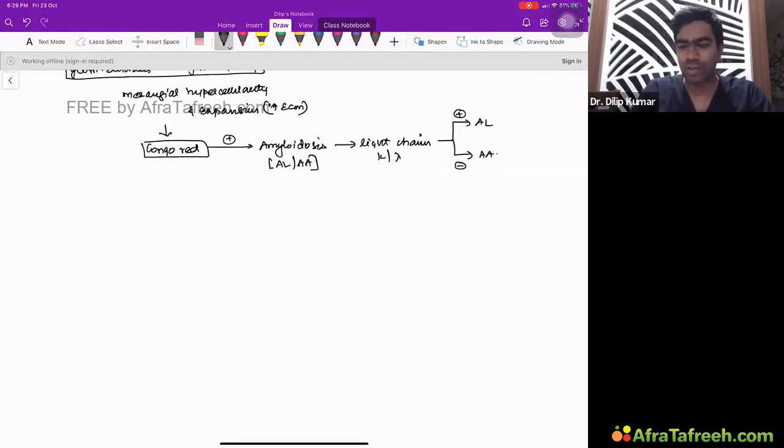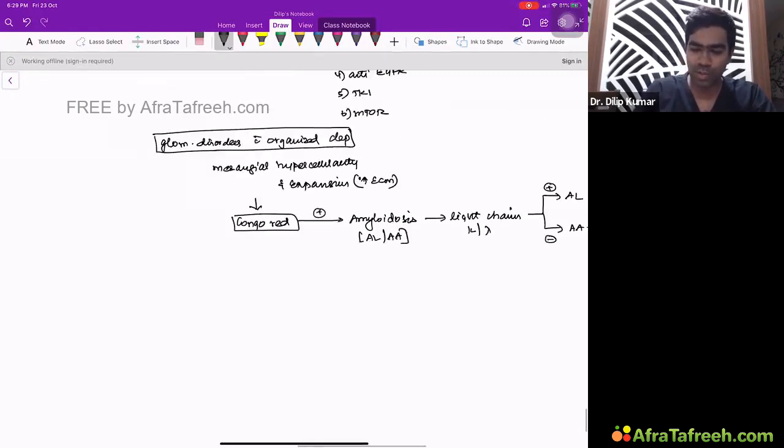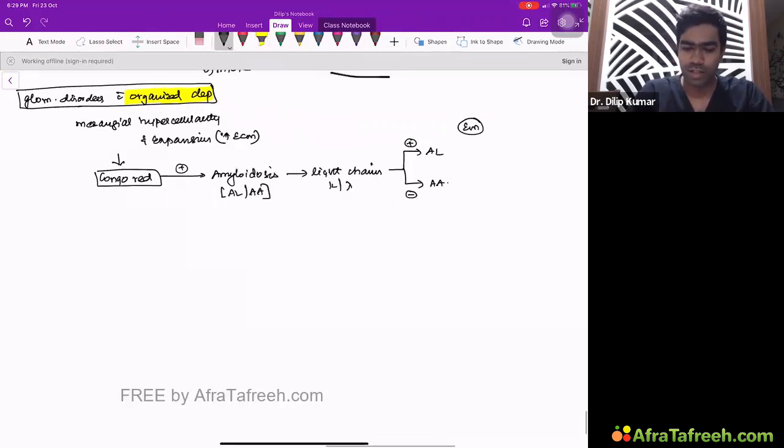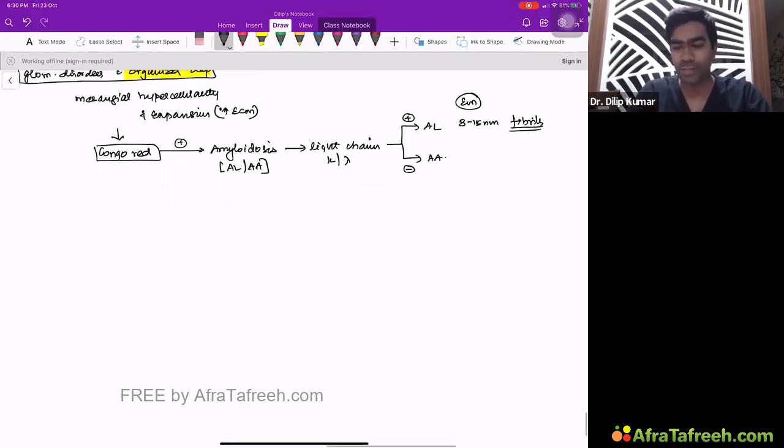Usually AL type of amyloidosis, if you see in electron microscopy, is very important, because whenever you use the word organized deposits, these organized deposits can be characterized only based on electron microscopy. As far as electron microscopy is concerned, this AL type of amyloidosis will be having 8 to 15 nanometer kind of fibrils, because they'll be asking you the difference between fibrils, microtubules, and all such things. So usually they'll be producing this 8 to 15 nanometer kind of fibrils here.